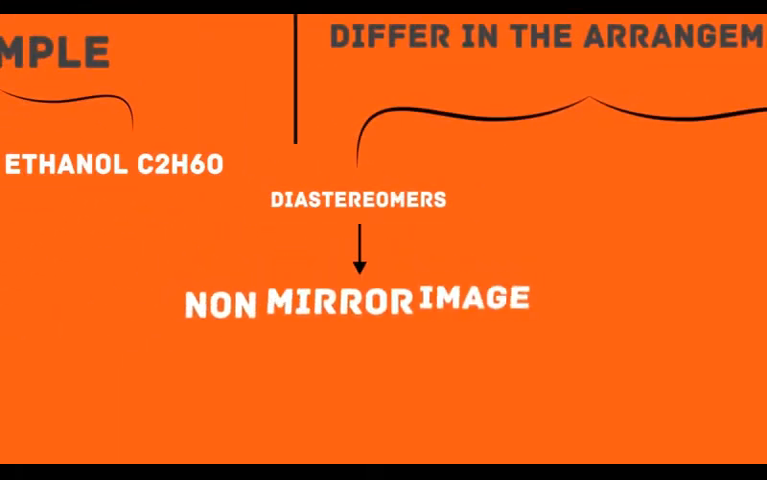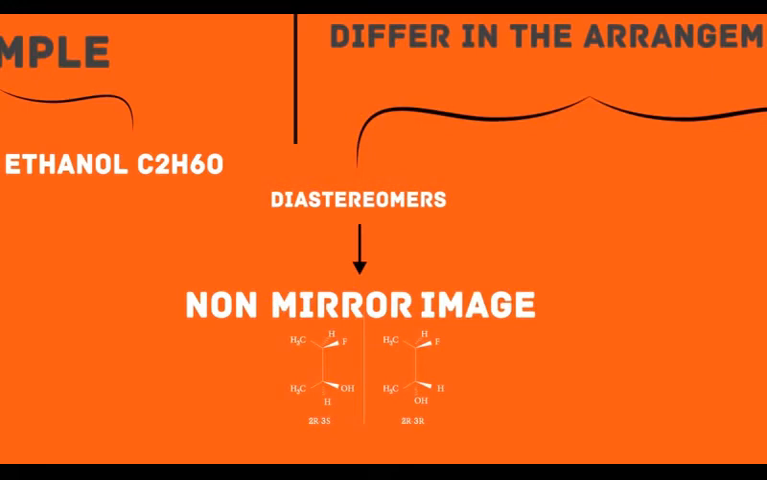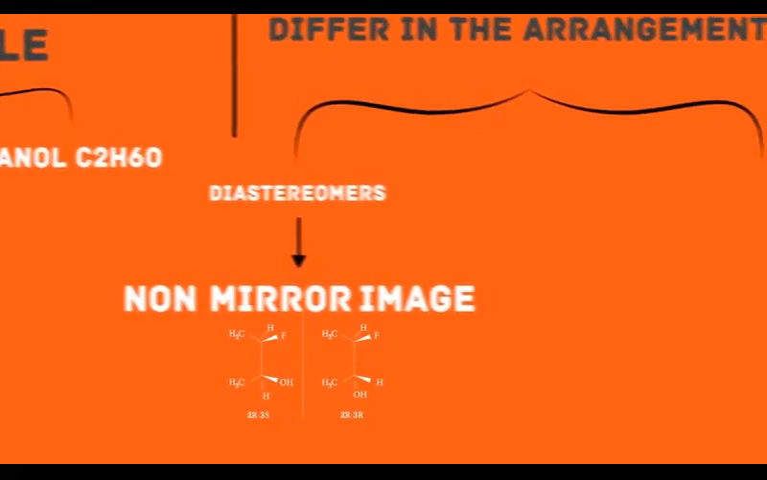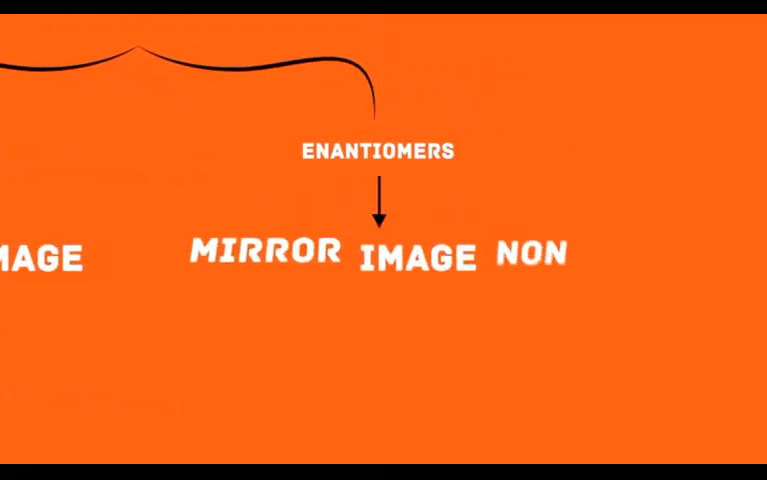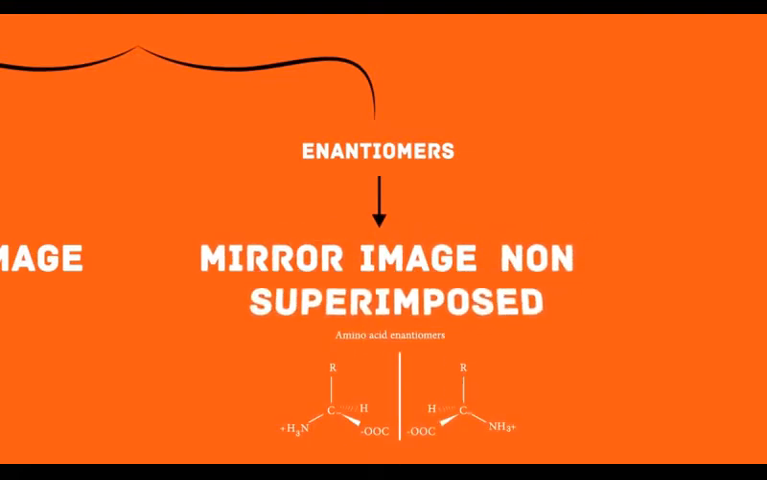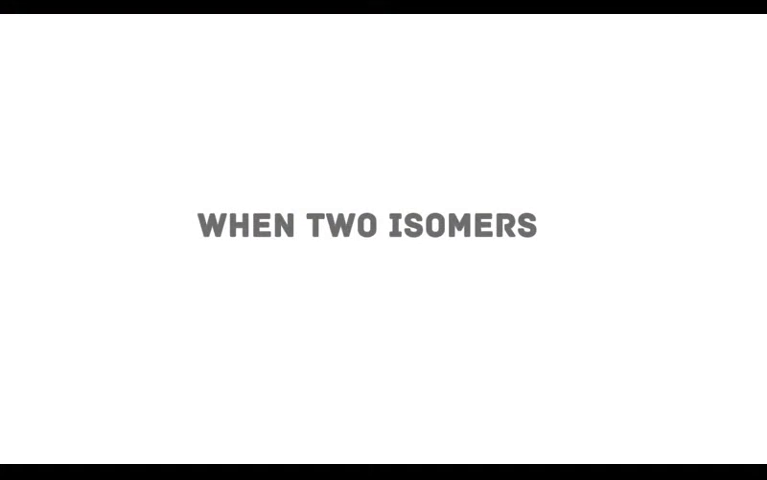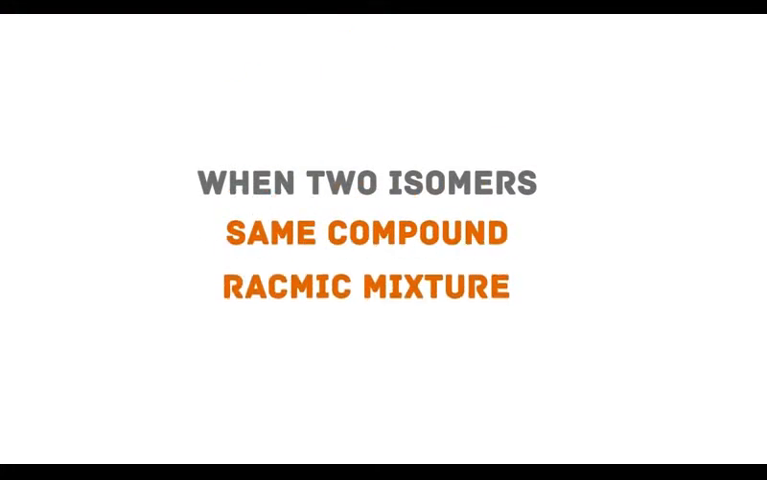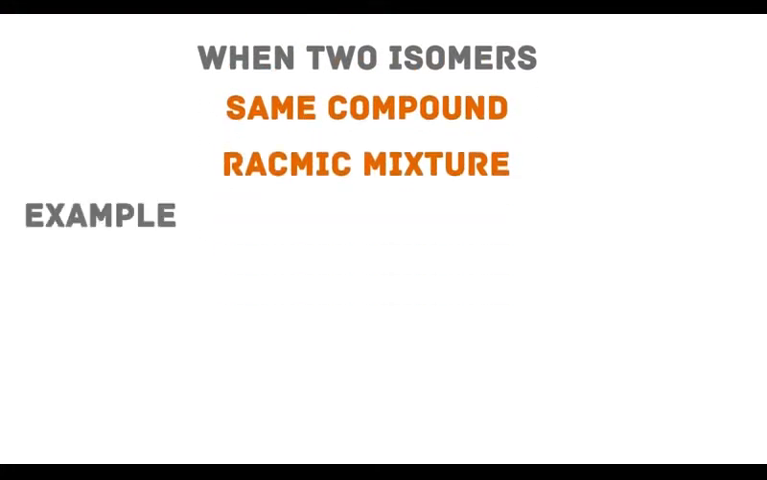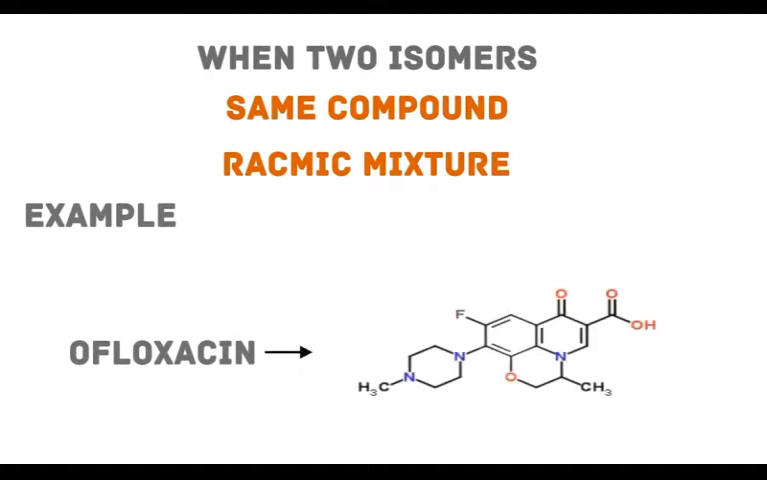Stereoisomers are divided into: 1. Diastereomers. Diastereomers are not mirror images of each other. While enantiomers are stereoisomers that are mirror images, not superimposable. When two enantiomers are in the same compound, the compound is called a racemic mixture, for example, ofloxacin.